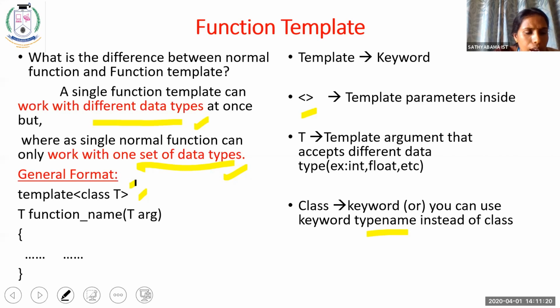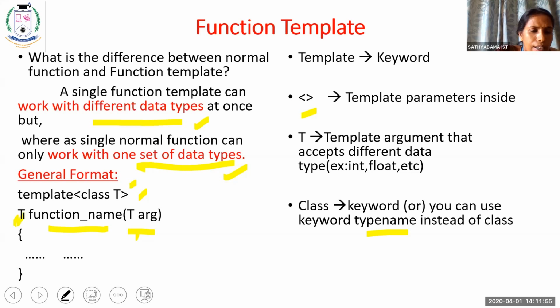Now, as usual, you define the function. Generally, how will you define the function? With the same concept: return type and function name, and inside the brackets you specify the arguments. So here, why have you given T in the return type place, and why have you given T in the argument place? The meaning is that T is the generic data type.